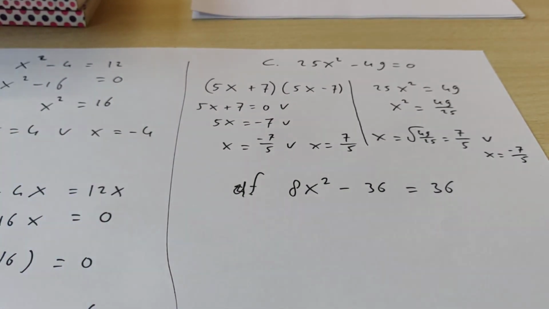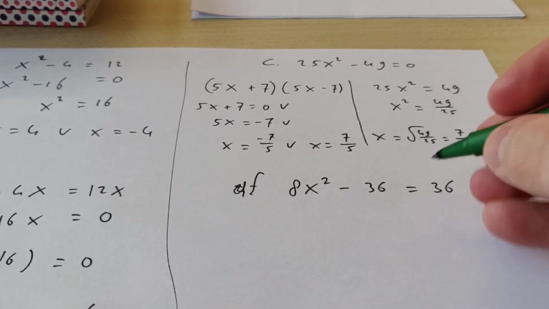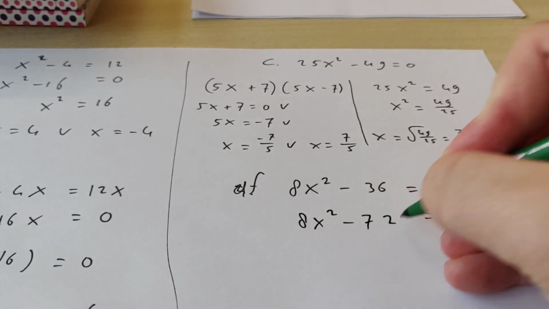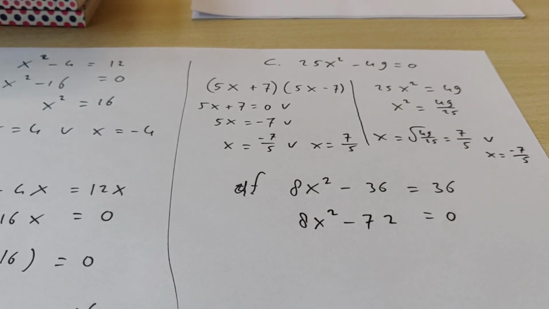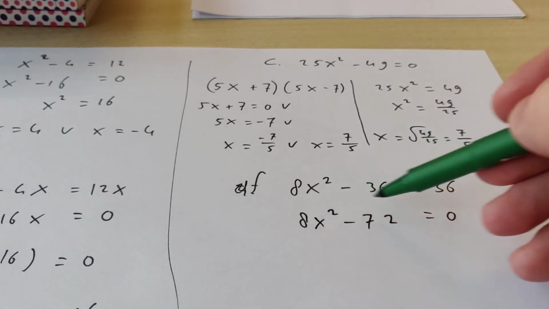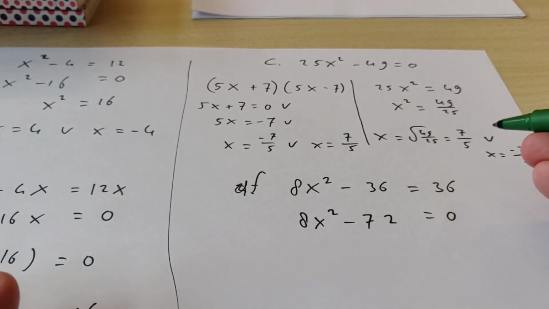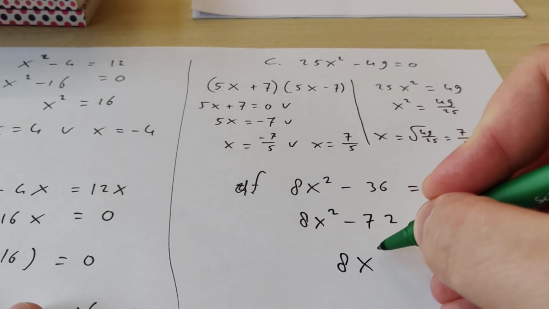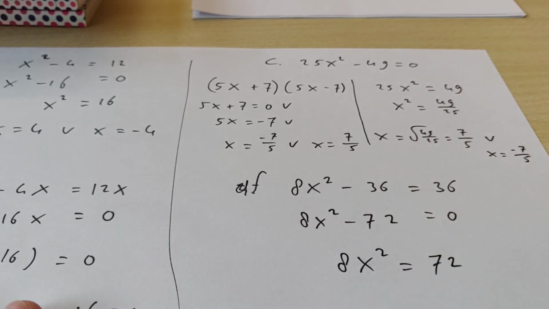Here's another example. We have 8x squared minus 36 equals 36. Now the first thing you want to do is, well, you can make a 0 here if you want. Then we have 8x squared minus 72 equals 0. Now we can't really factorize this. Well, you can put an 8 in front of the brackets, because both of it can be divided by 8. But what I would do here is just move the 72 to the other side again. There you get this. Right?